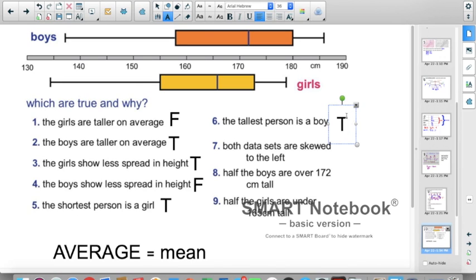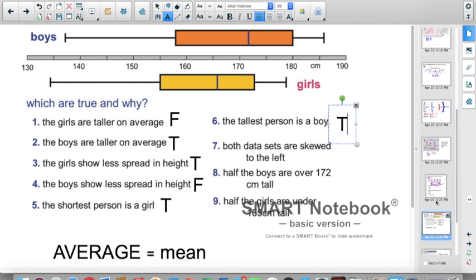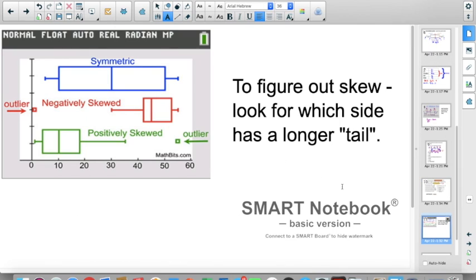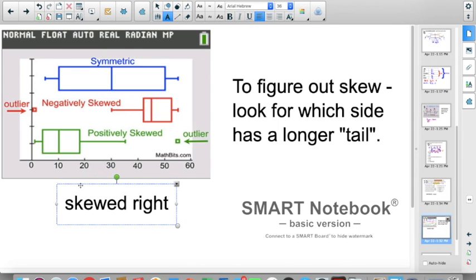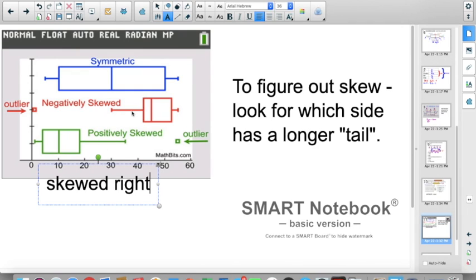Now it says both data sets are skewed to the left. Skewed. Let's take a look at this slide. To figure out skew, look for which side has a longer tail. Okay, so if I have a box and whisker plot, this green one, where it has this tiny tail and then this really long tail, this means it's skewed to the right for this green piece, skewed right. If it's skewed left, the tail is going to be going left. It's longer on the left side.